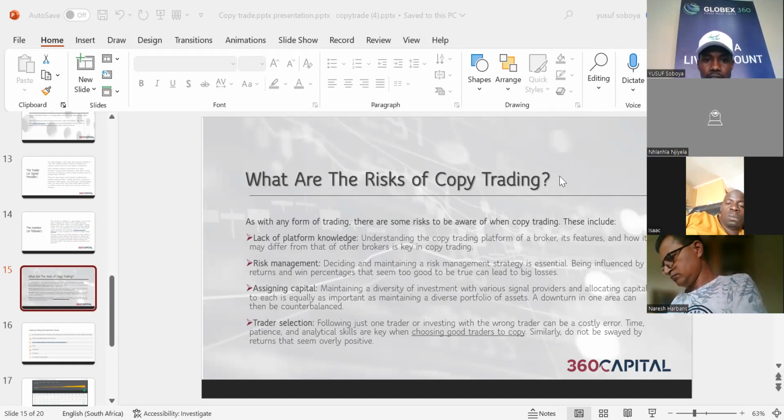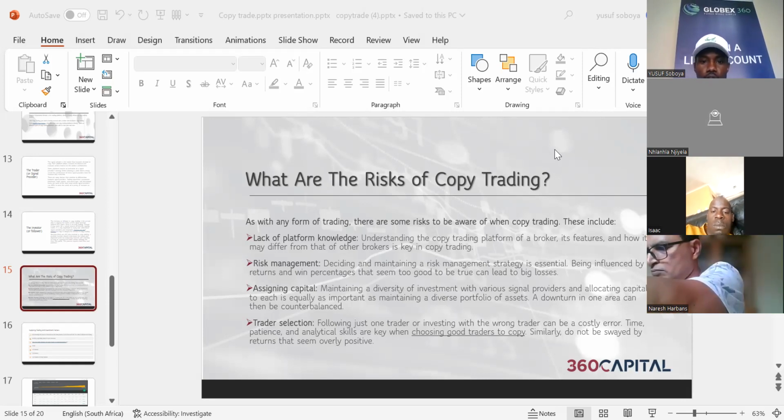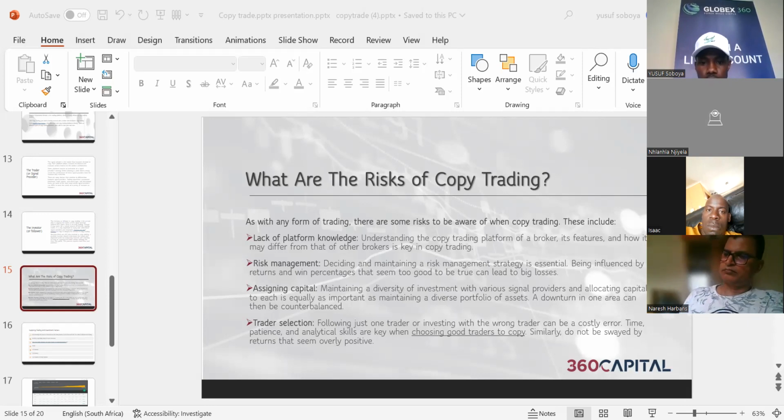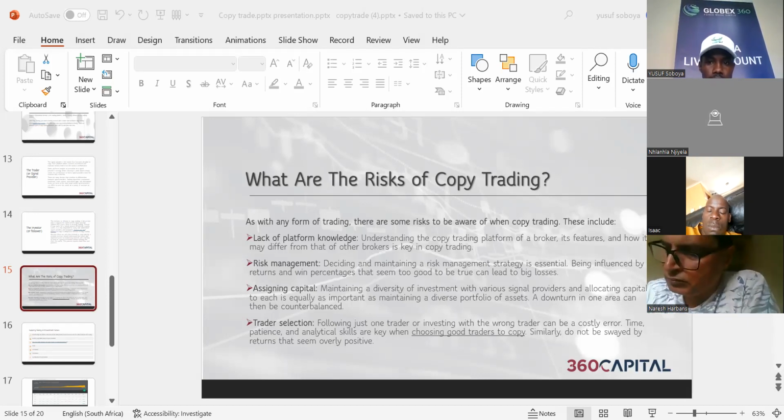So without wasting time, as I can see, the time is moving fast. I want to jump into the copy trade page so that you can see what copy trade is and how we can maneuver around to copy trade and so on and so forth. So just a second.